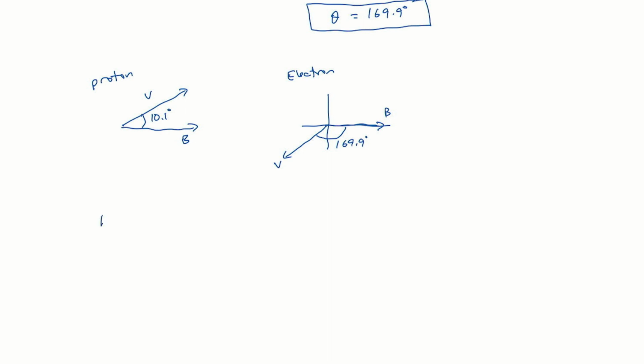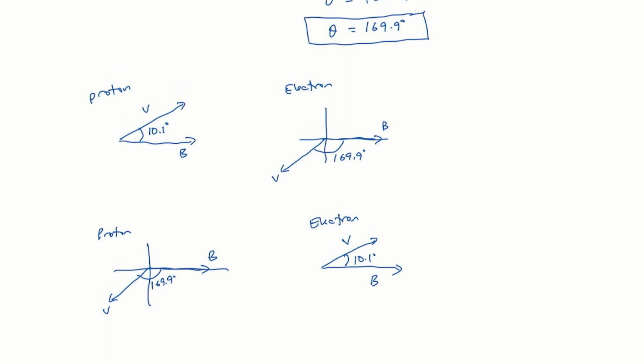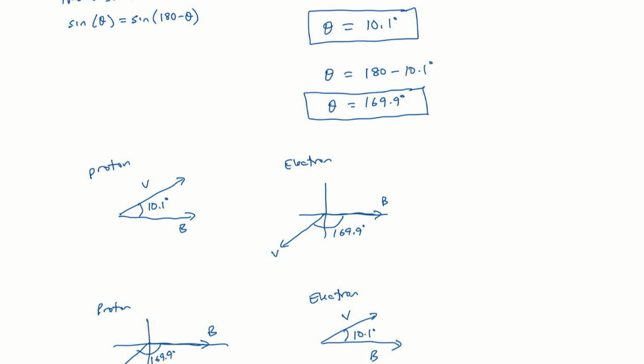Okay, when the proton moves at the 169, so here's the B, then the electron, the electron will move and the angle will be at 10.1 degrees. So when we found our first answer, technically that was for the proton, and we should have taken 180 minus that to get the 169 for the electron.